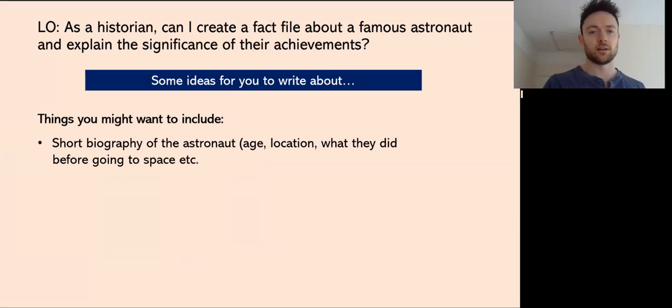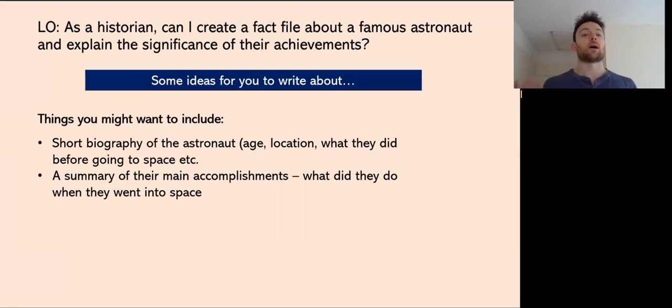Sorry, there should be a bracket at the end of that etc. Apologies for that. All right, but what about a summary of their main accomplishments, okay? Maybe you want to talk about what they did when they were in space. So if it's Neil Armstrong, he was walking on the moon. Perhaps you might want to find out, what did Yuri Gagarin actually do when he was the first person in space? Like, you can tell me a little bit of detail about his mission, okay?